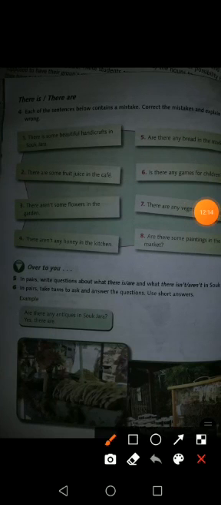Here we have to write questions about what there is and what there aren't or isn't in Souk Jara. For example, are there antiques in Souk Jara? Yes, there are. Look, here we have "are." Why? Because here we have antiques, and antiques is a plural noun. That's why we use "are."